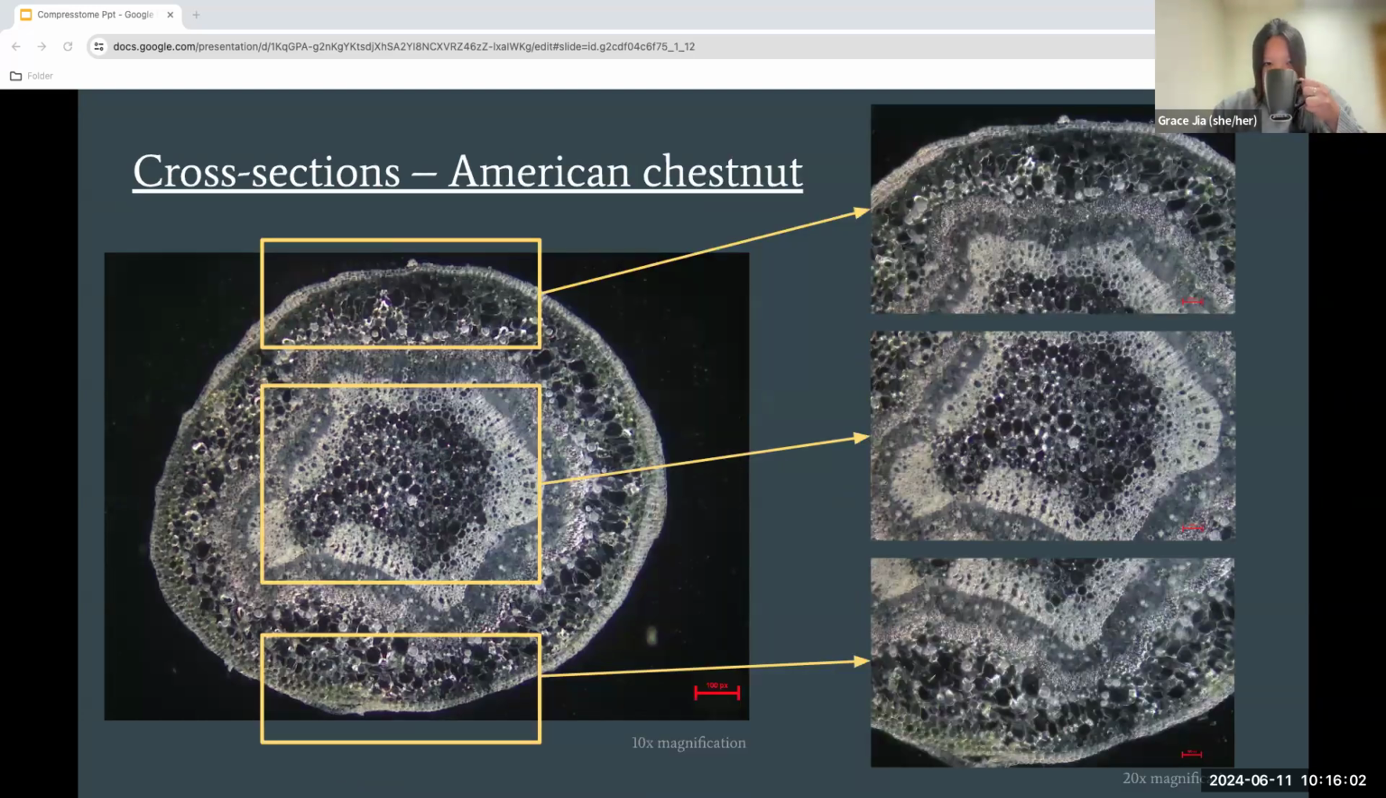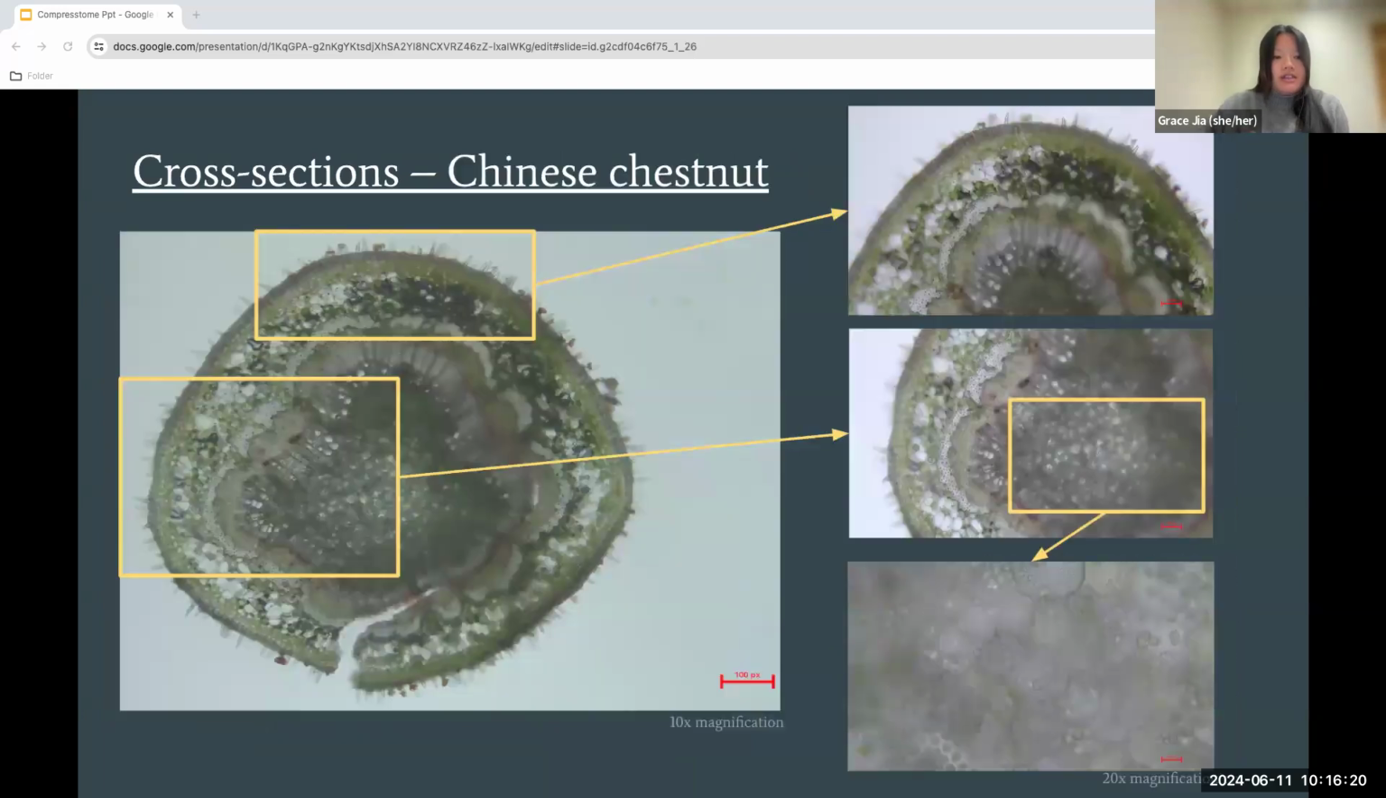So here is that same image from the previous slide showing a 20x magnification of three components from the 10x image. These images show a clear preview of what anatomical differences we may be looking for. This is an example of almost the same image, but instead of the American chestnut, it is the Chinese chestnut, showing a 20 times magnification of three components from the 10x image, except, like I said, in Chinese chestnut.